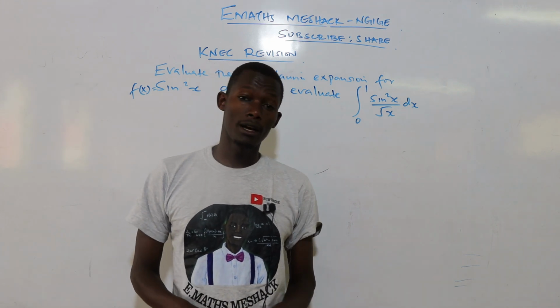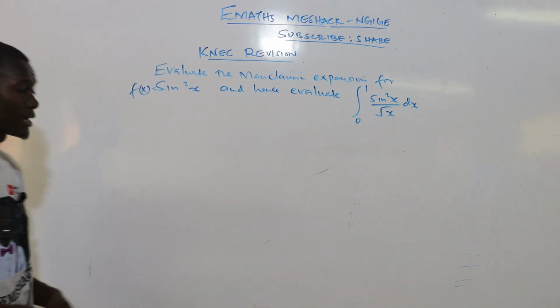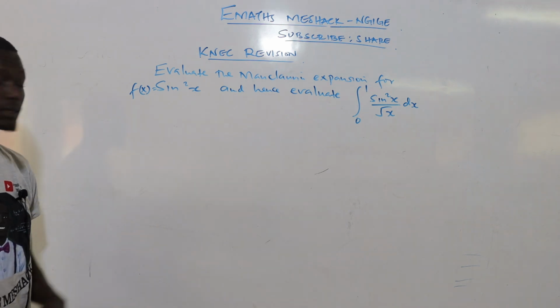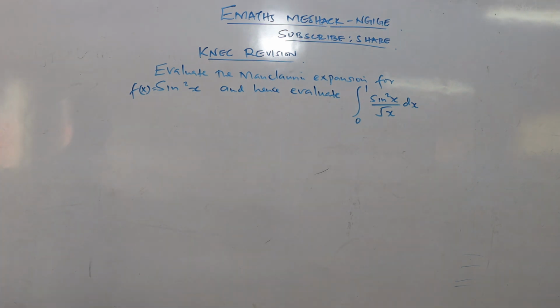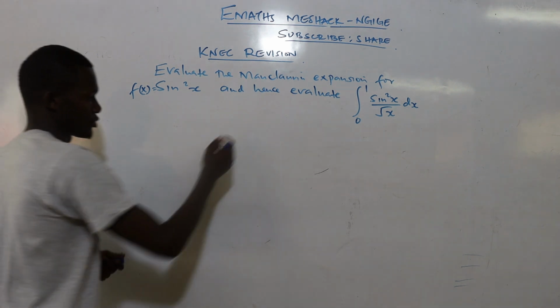And we have a particular first question that is from KNEC past paper, electrical engineering. Evaluate the Maclaurin's expansion for the function sin squared x, and hence evaluate the integral from 0 to 1 of the function that you've been given there, dx. So now, solution.